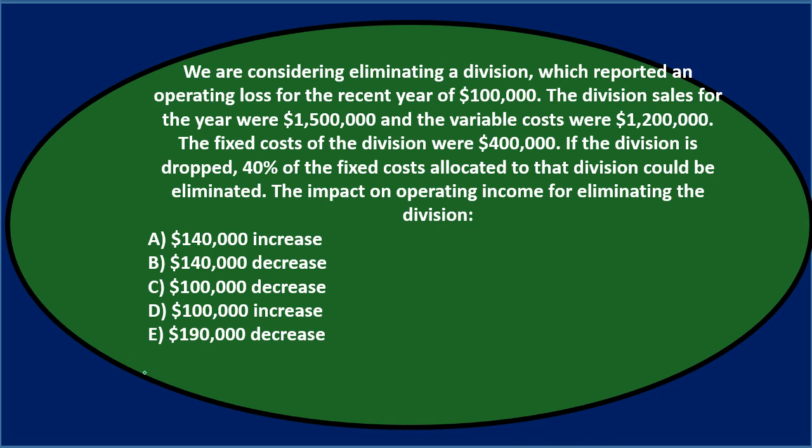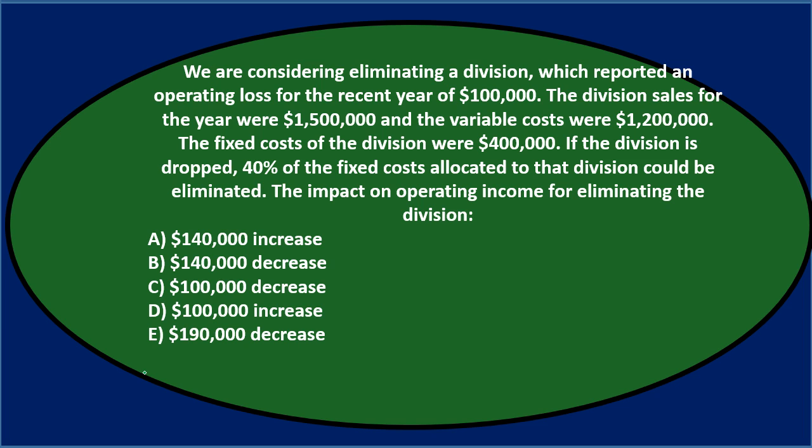All right, next question. We are considering eliminating a division which reported an operating loss for the current year of 100,000. The division sales for the year were 1,500,000 and the variable costs were 1,200,000. The fixed costs of the division were 400,000. If the division is dropped, 40% of the fixed costs allocated to that division could be eliminated. The impact on operating income for eliminating the division is, we've got these numbers down below.